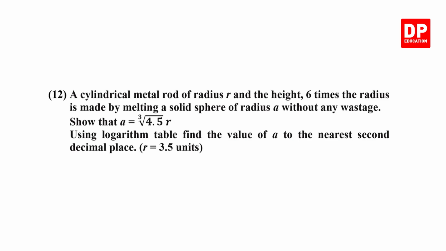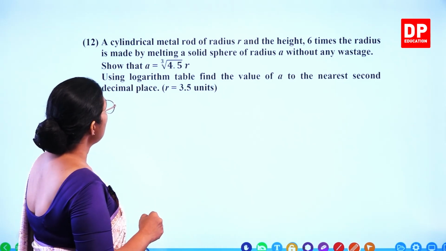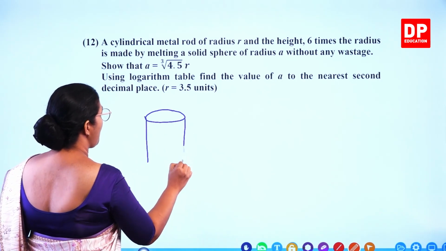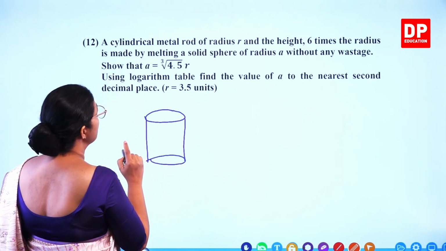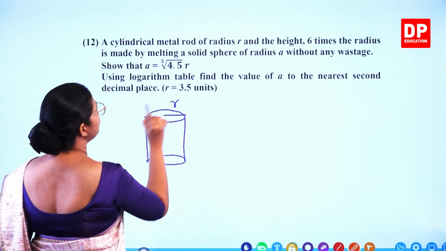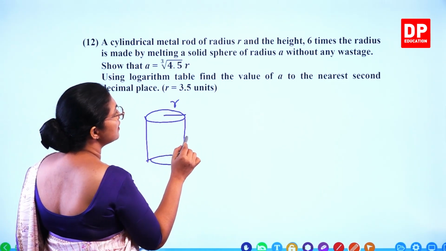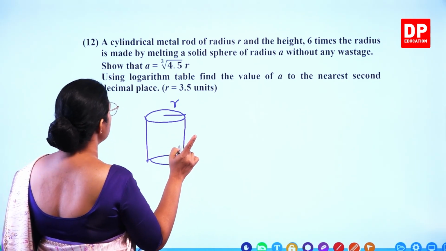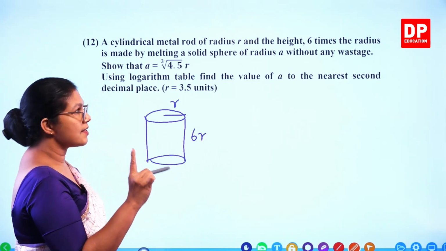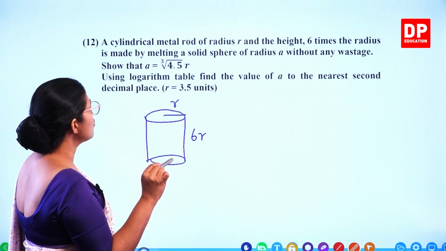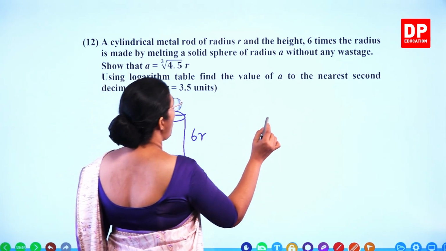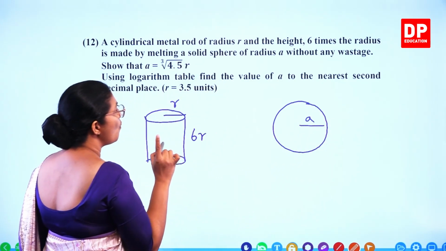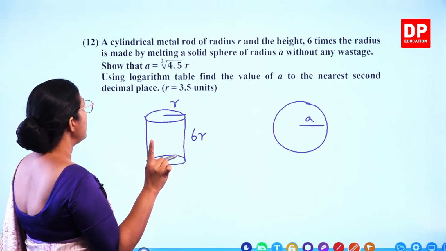Question number 12, that's the last question. A cylindrical metal rod of radius r, and the height 6 times the radius. That means you can write 6r. It is made by melting a solid sphere of radius a, without any wastage. Show that a equals this.